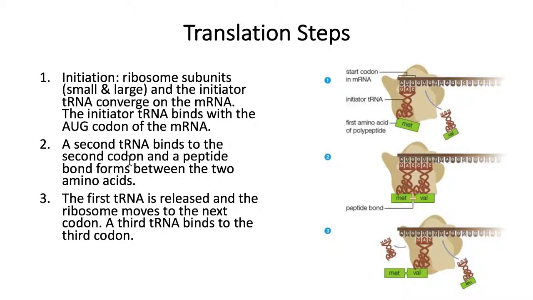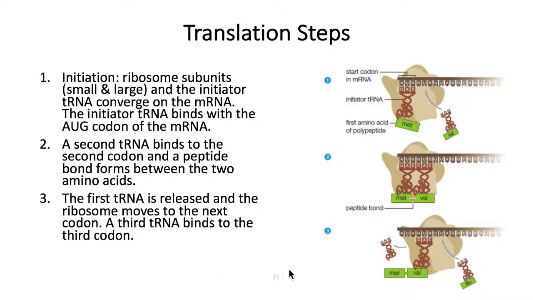All right, so step 2. A second tRNA binds to the second codon. This is our second tRNA coming in, and it's going to bind to our second 3 letters, our second codon. And what happens next is you're going to have a peptide bond forming between our first 2 amino acids. Look, you can see the chain right there.